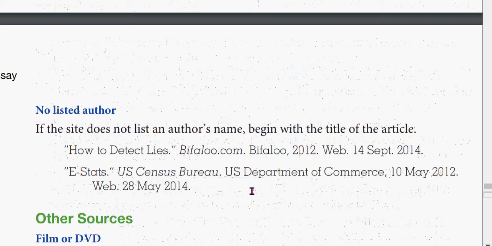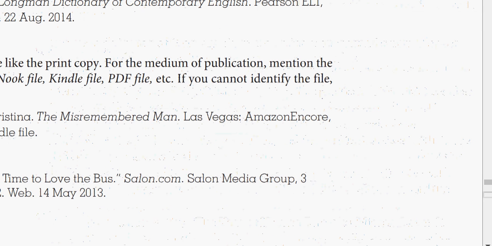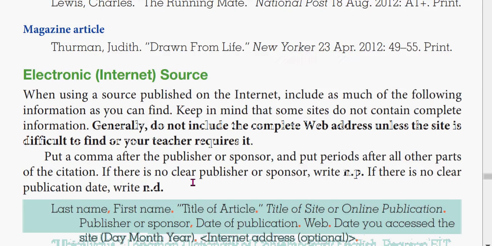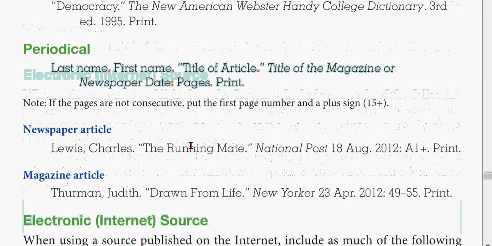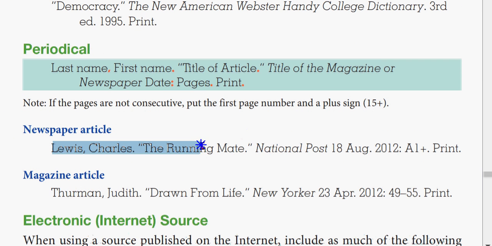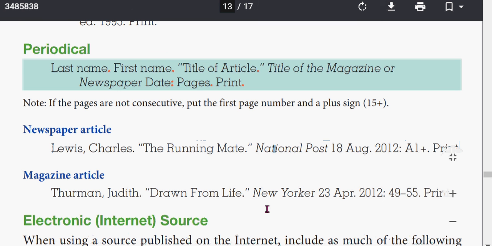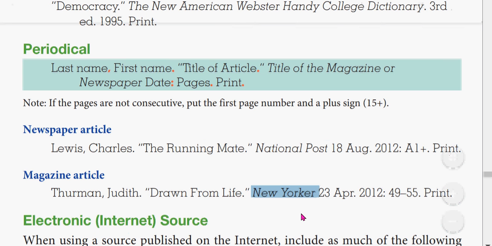And then you can go back onto these explanations and find a similar example. Is it a newspaper article? Then it should be organized just like this. And finally, one thing I forgot to mention is that in MLA, they always put one part of the citation in italics. Italics means the letters are leaning. They're not straight up and down. They're leaning a little bit to the right.